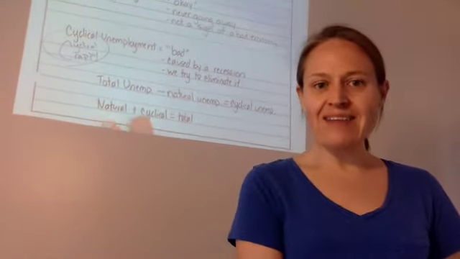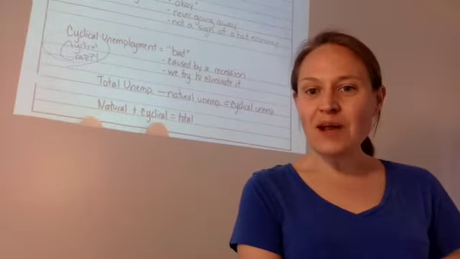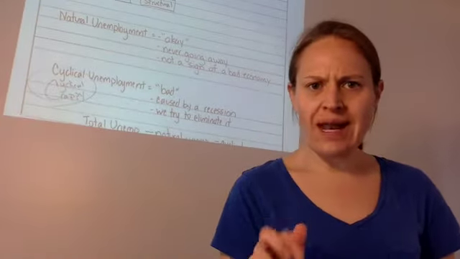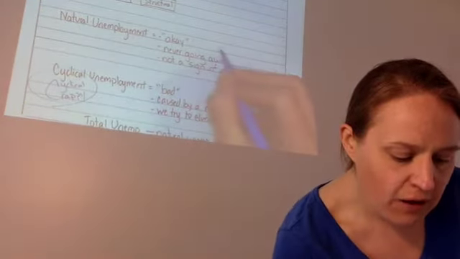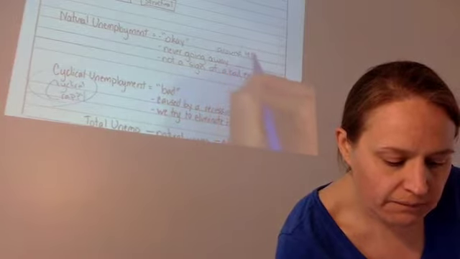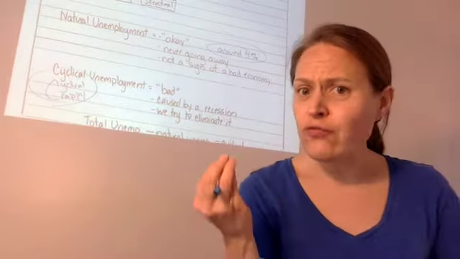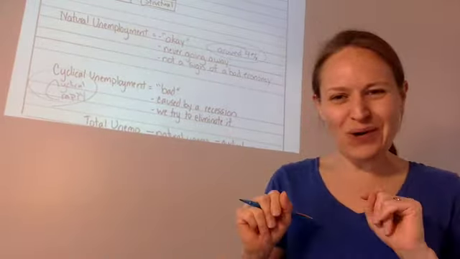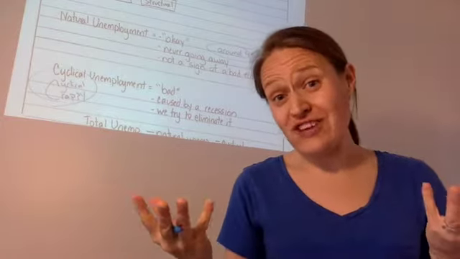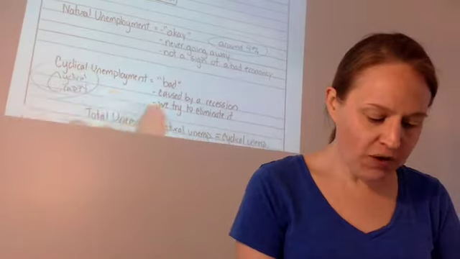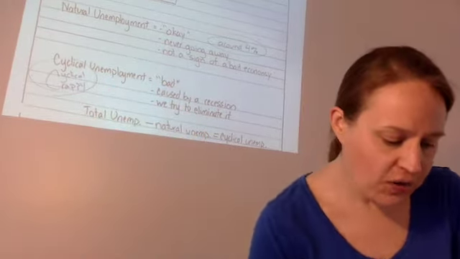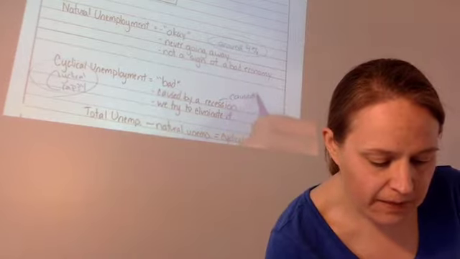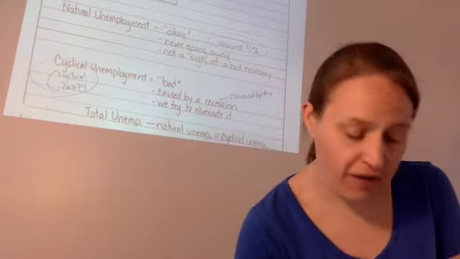So if we add together the natural unemployment plus the cyclical unemployment, then we get our total unemployment. Two things we can add in here. Natural unemployment is around 4%. And economists will argue about whether that 4% is the right number, but here in Introduction to Macroeconomics, we don't need to argue about that. We'll just say, okay, it's 4%. And then cyclical unemployment is caused by a recession. You can also say that it's caused by the business cycle, because a recession is a part of the business cycle.